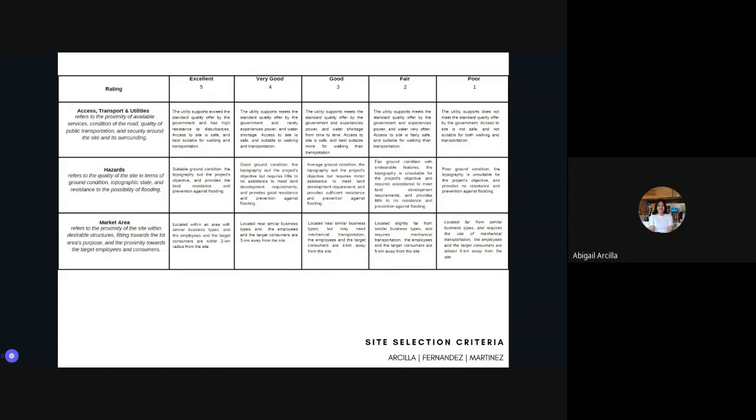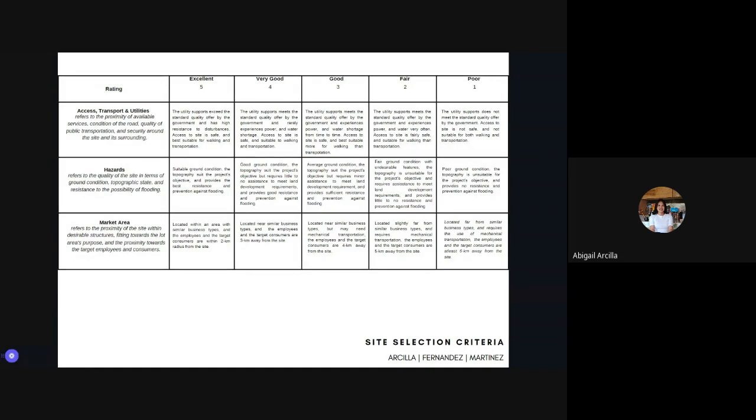So we use a quantitative rating scale for our criteria for evaluation of our nominated sites. Our criteria have three categories. We have access, transports, and utilities. It refers to the proximity of available services, condition of road, quality of public transportation, and security around the site and its surrounding.